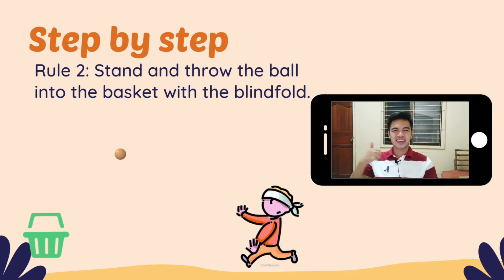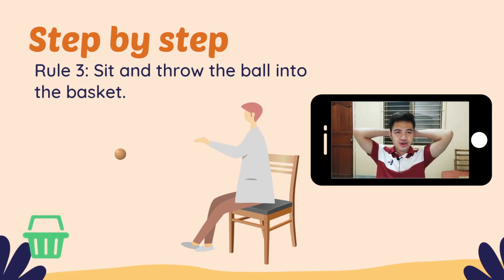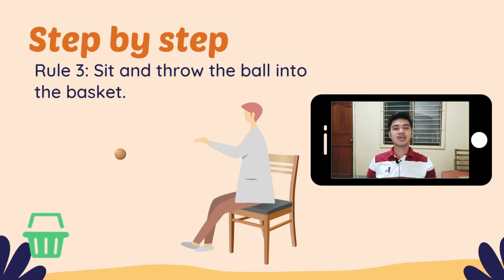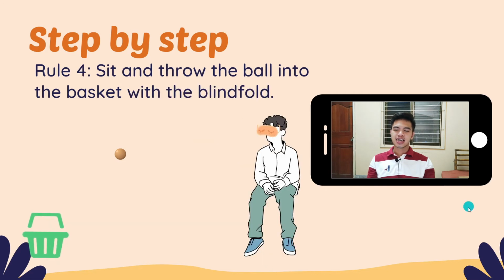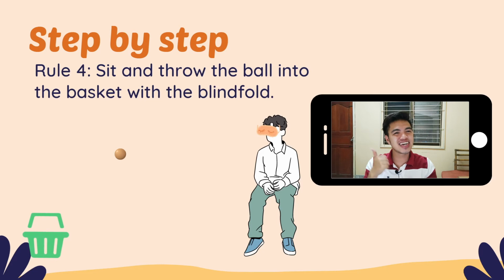Very good. For rule number 3, you have to sit and throw the ball into the basket. So you're going to remove your blindfold, sit down, and then throw the ball into the basket. And lastly, you have to sit and throw the ball into the basket with the blindfold. So you're not just going to sit down, but also wear the blindfold, and then shoot the ball into the basket. Are you ready, kids? So those are the things that we should do.